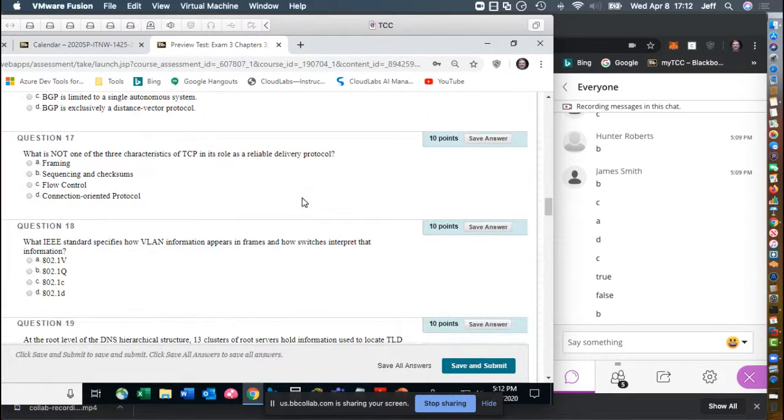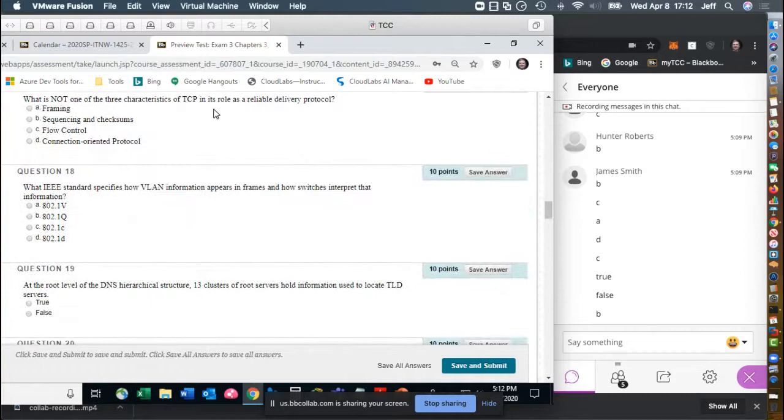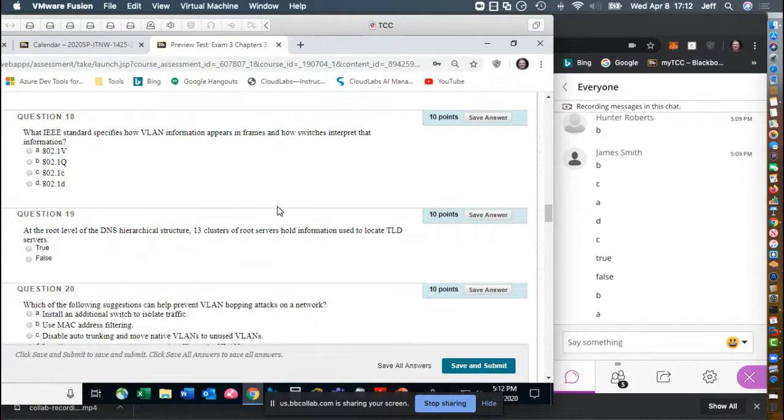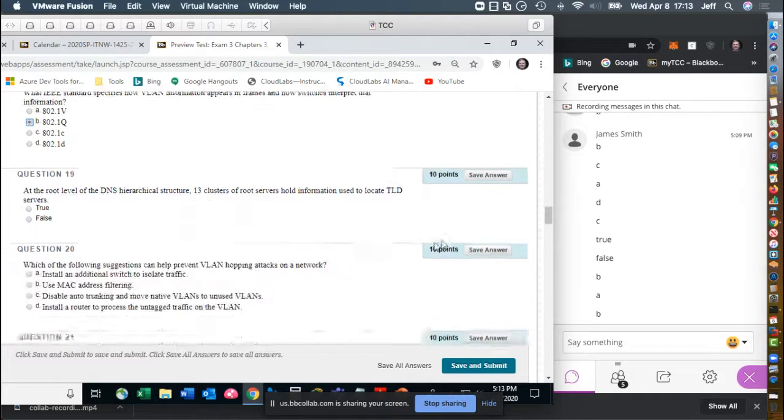All right, what is not one of the three characteristics of TCP in its role as a reliable delivery protocol? A. Yes, excellent. What IEEE standard specifies how VLAN information appears in frames and how switches interpret that information? Yep, 802.1q is for VLANs. Yep. All right, so.